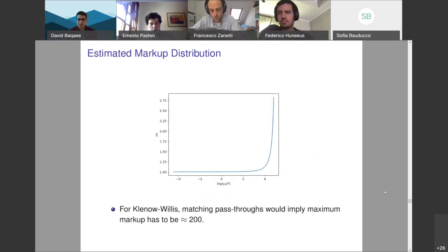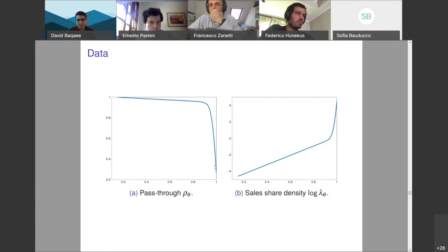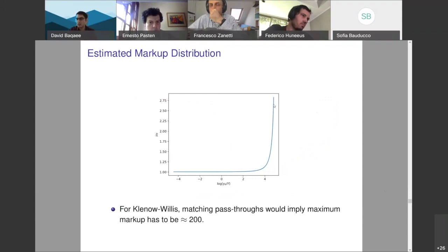By the way, here is the estimated markup distribution that we get for this model. Here we're plotting the implied markups against the log size of the firm. What you see is that the vast majority of firms have a markup that's pretty close to 1. And then when we get to the really big guys, the markup starts shooting up and it goes as much as 2.75. Another way to say it, we match this function exactly, and this is the implied markup distribution.